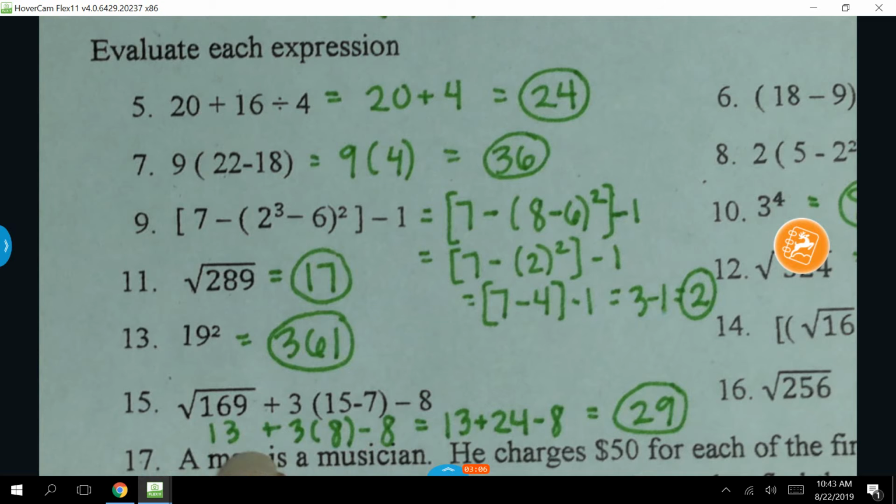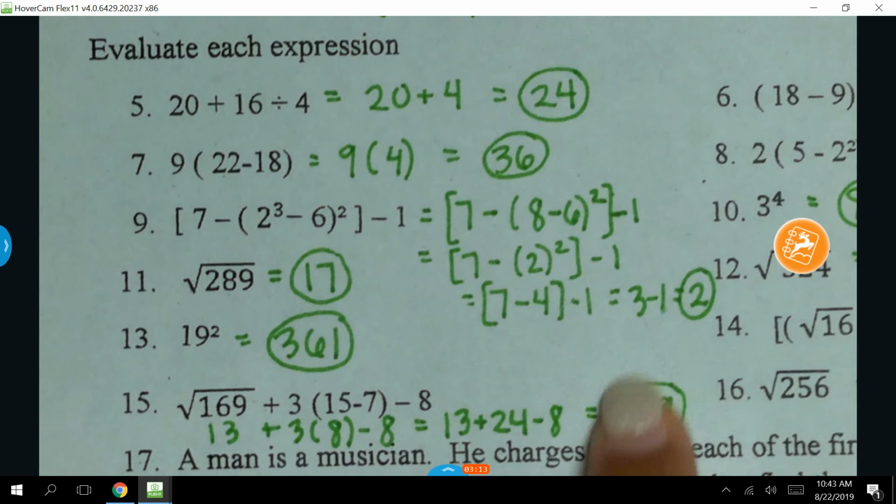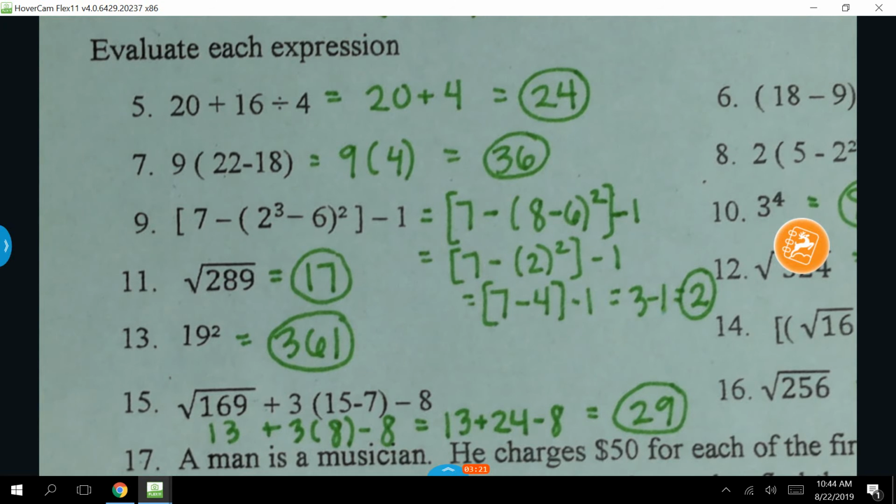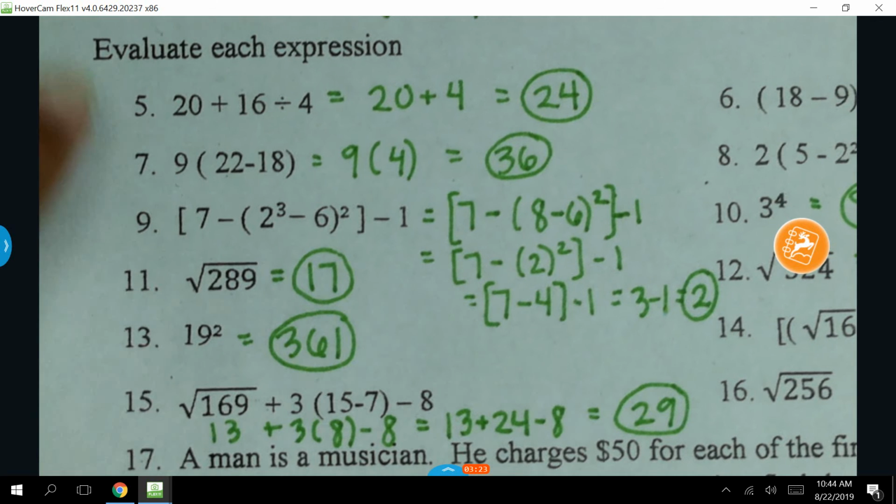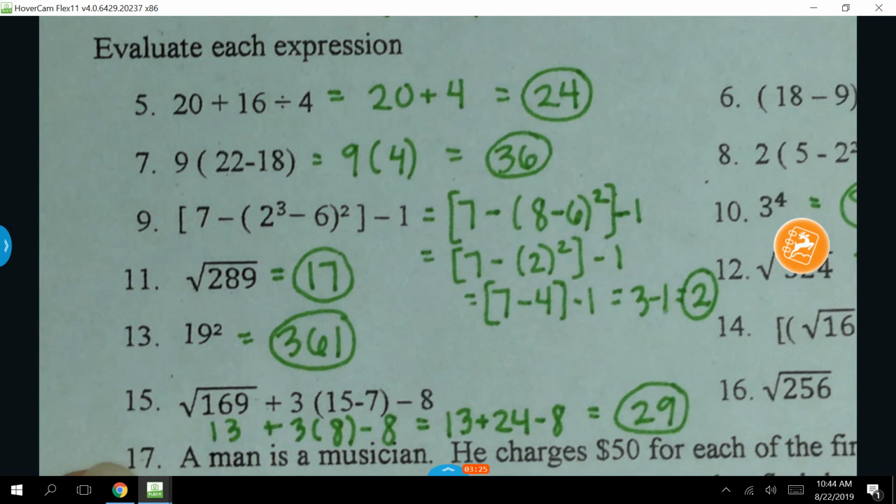15, you want to make sure that you do that exponent and those parentheses first. So you should have a final answer of 29. Any questions on that one? Can I scoot it over? Are we done checking those 5 through 15? Okay.